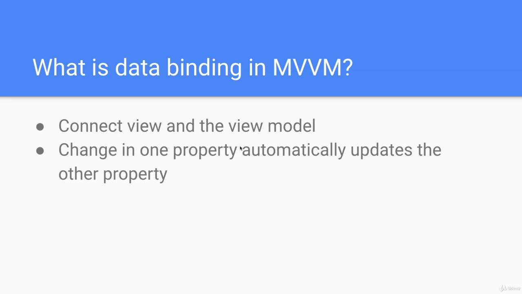Please note that in Xamarin Forms, there could also be a data binding between two view controls, for example, a slider and a label control. This is known as view-to-view binding.